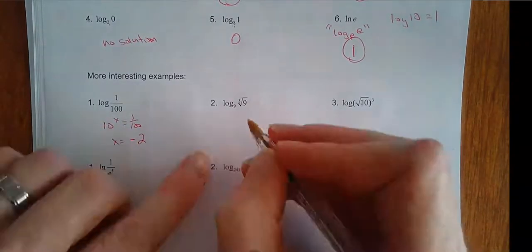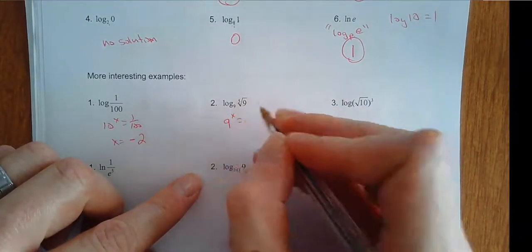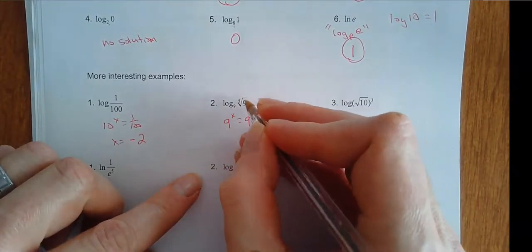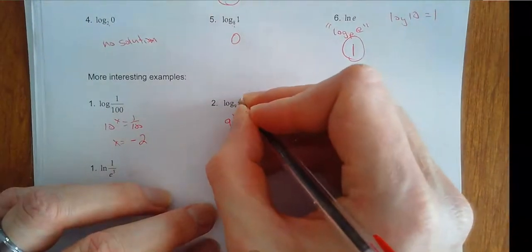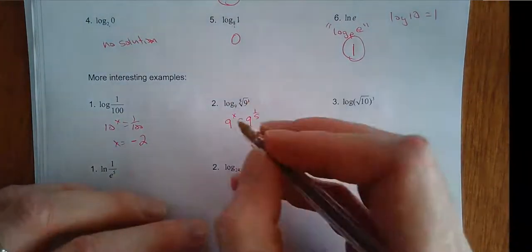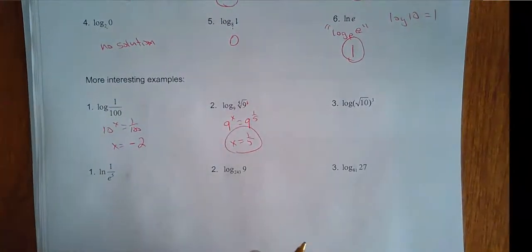So negative 2. This one here is saying 9 to what power equals, and I can write that as 9 to the 1/5. Remember how the fifth root of something, exponent's 1, root's 5, so you can write it as a fraction, 1/5. So that means x is 1/5. Because 9 to what power equals 9 to the 1/5?